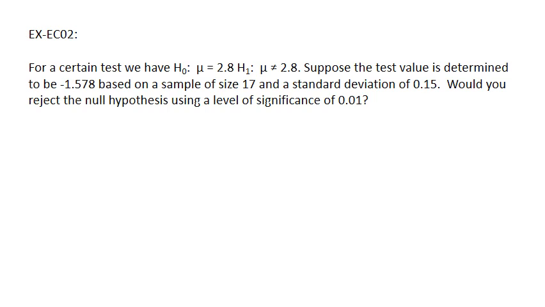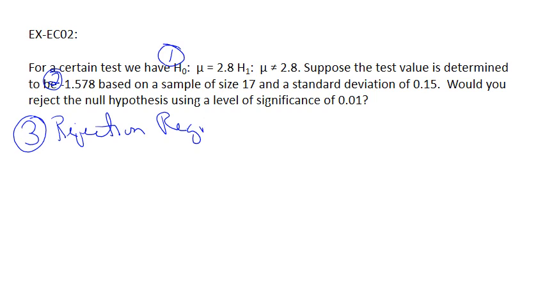1, we have the hypotheses. 2, we have the test value. Where we're really starting off with is step 3, and that is, what is the rejection region, right? That's really where we're starting off with this problem. Well, that rejection region depends on two things: the alternative hypothesis and the level of significance.